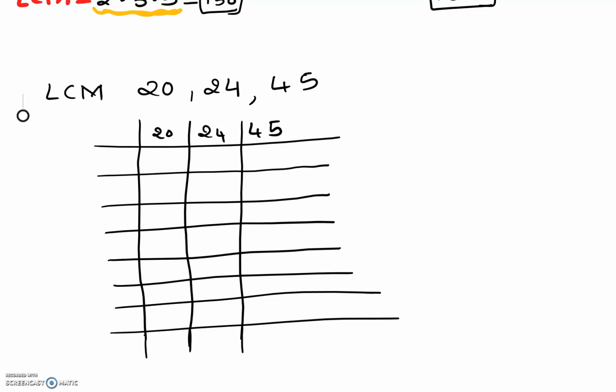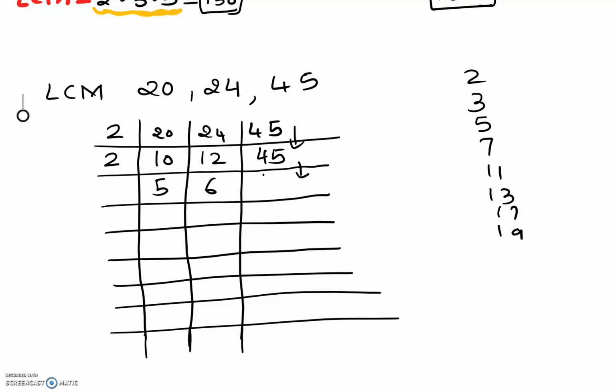We're going to start with the smallest prime. Let's make a list of the primes here. 2, 3, 5, 7, 11, 13, 17, 19. I'm going to start with 2. So 2 times what number is 20? 10. 2 times 12. 2 doesn't go into 45. Bring it down. Can 2 still work? Yes. 2 times 5. 2 times 6. Still doesn't work. 5. Can 2 still work? Yes. Bring down 5. 3. Bring down 45. Can 2 still work for either one of the columns? No. Let's go with the next prime.